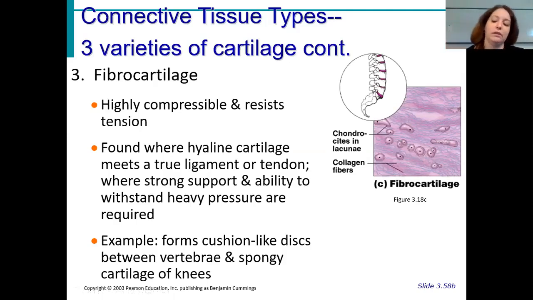And so it's showing you here, we said the ear, external ear, and epiglottis, and then here it's showing you the intervertebral discs. Try saying that 3 times fast, of the spine. So it's highly compressible and resists tension, found wherever hyaline cartilage meets a true ligament or tendon, where strong support and ability to withstand heavy pressure are required. Forms cushion-like discs between vertebrae, and it is the spongy cartilage of the knee.